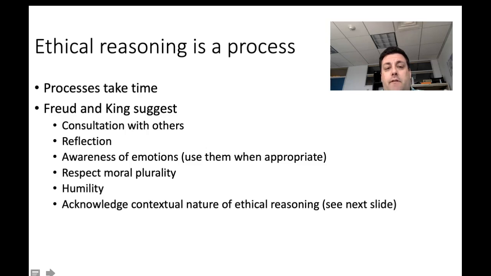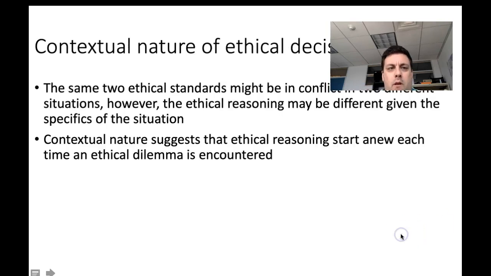They suggest respecting the plurality of morals. That simply means that morals are heterogeneous, and there can be lots of different ways to have good and appropriate morals and values. And then the last thing, which is perhaps the most important thing for this class, Freud and King suggest acknowledging the contextual nature of ethical reasoning. And let me tell you what I mean by that here on the next slide.